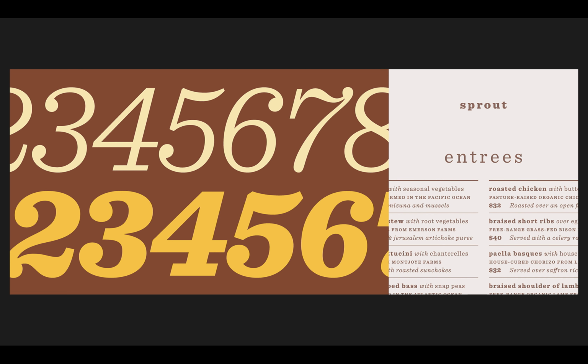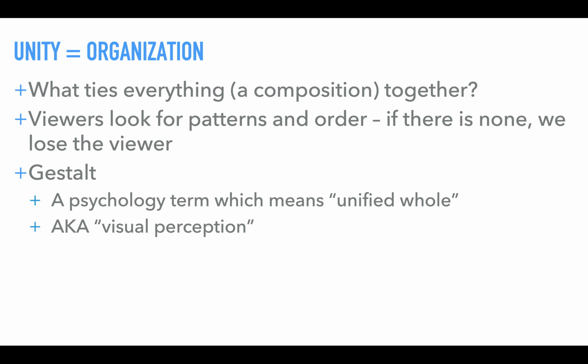Where we see unity is through type in design. And we want things, even though we have variety, we might have a bold versus a regular versus an italic. We see those, but they're related. A font family is related, so it has the same strokes, it has the same use of finishing parts and feet, things like that. What we want is organization, and how can we get everything together? That's what unity means. And it's this idea of Gestalt, which is the unified whole.